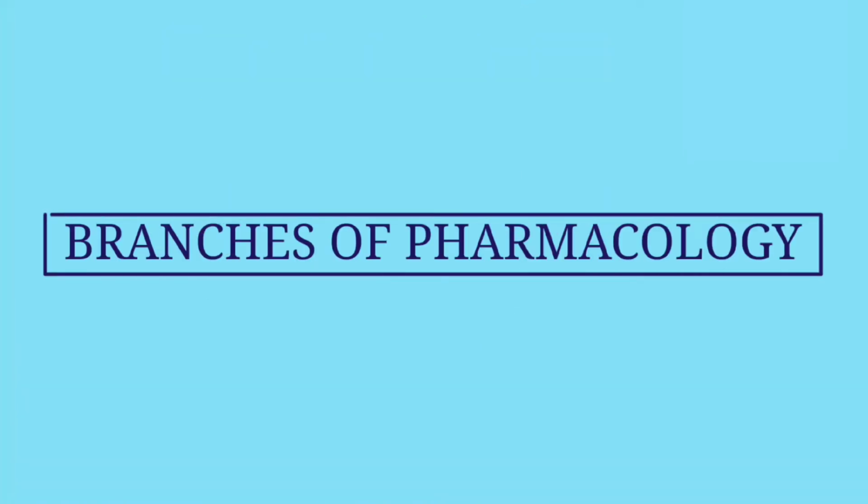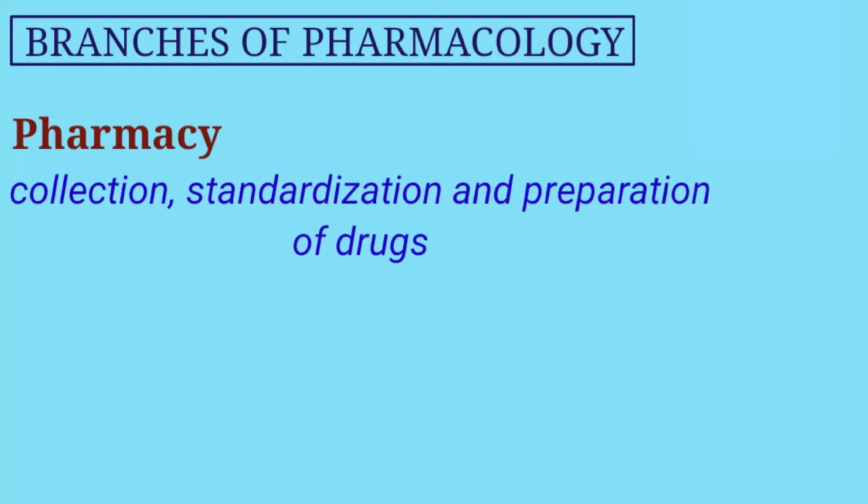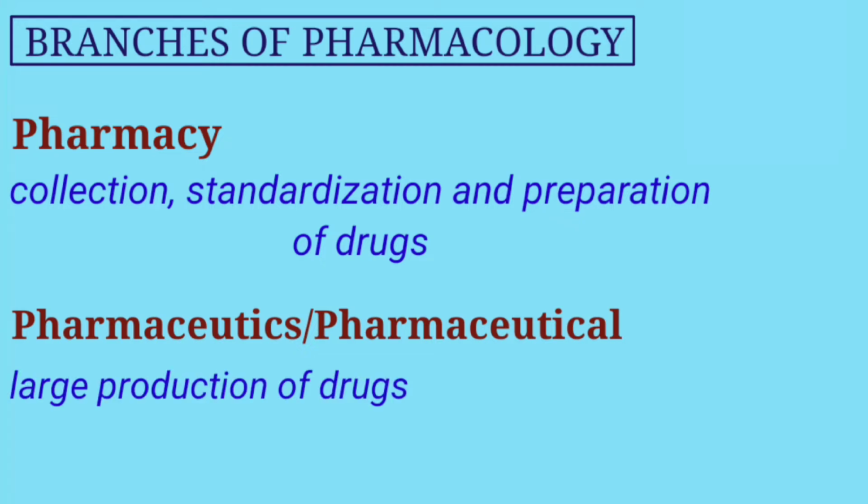Branches of pharmacology. First is pharmacy. It is a branch of pharmacology which deals with the collection, standardization and preparation of drugs so as to make them fit for administration to patients. Second is pharmaceutics or pharmaceuticals. It is a branch of pharmacology which deals with the large-scale production of drugs.